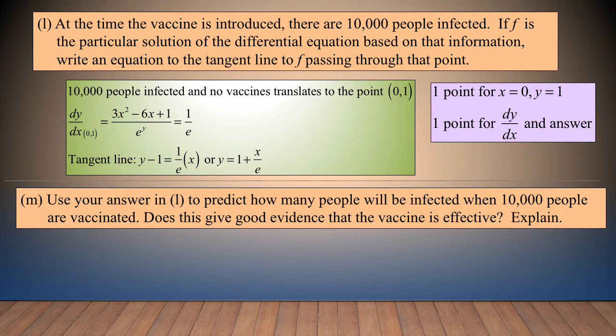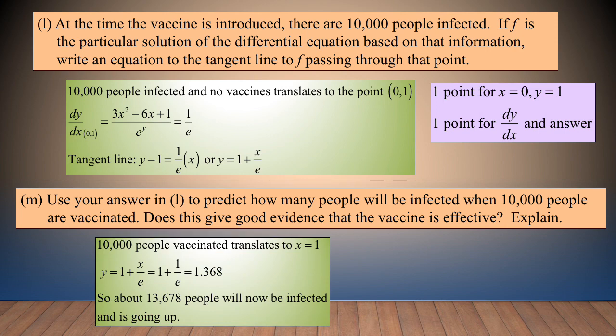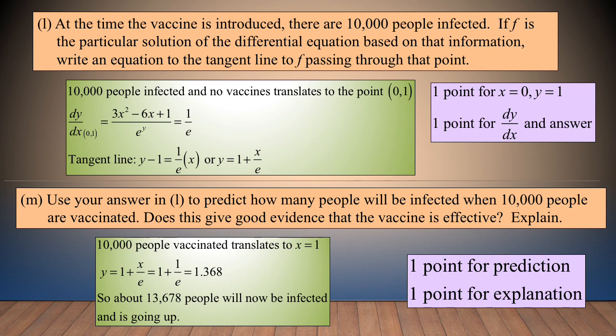M reads, use your answer in L to predict how many people will be infected when 10,000 people are vaccinated. Does this give good evidence that the vaccine is effective? Explain. So 10,000 people vaccinated translates to x is equal to 1. So our tangent line equation, y equals 1 plus x over e, becomes y equals 1 plus 1 over e, which is 1.368, meaning about 13,678 people will now be infected, and those numbers are going up. It does not appear that the vaccine is effective based upon the tangent line. 2 points for this problem, 1 point for the prediction, 1 point for the explanation.